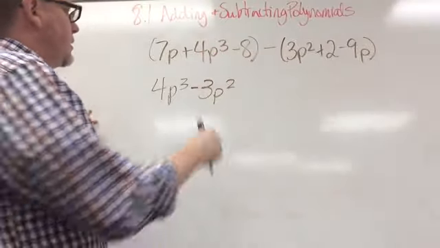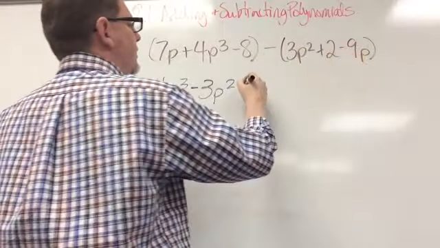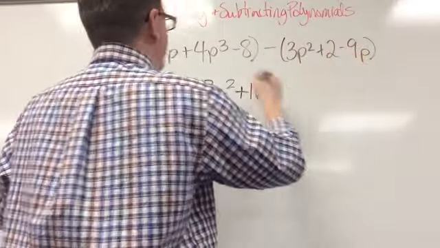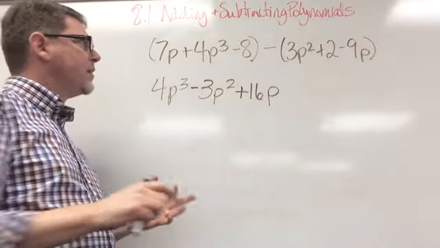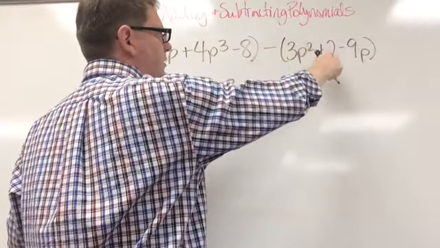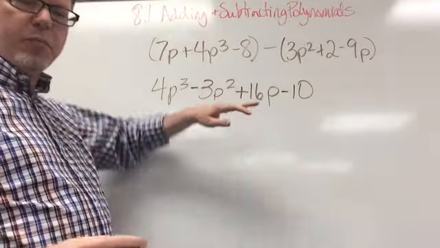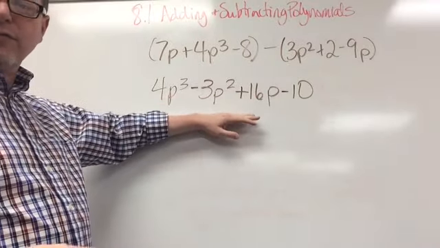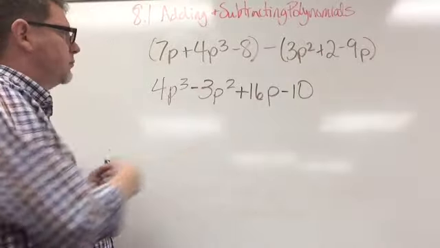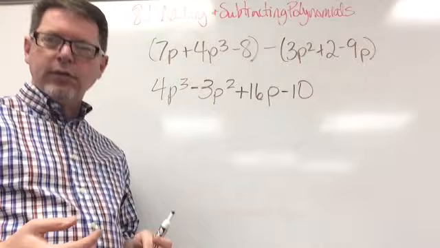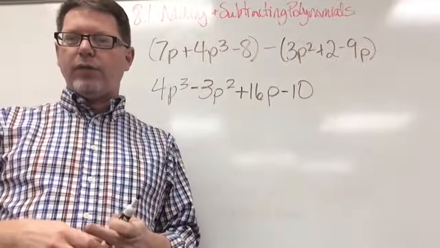Now we're just going to look at the p's. 7p minus negative 9p is plus 16p. Because 7 minus negative 9 is the same as 7 plus 9, which is 16. And then negative 8 minus 2 is negative 10. So now I have my polynomial in standard form, which is how my answers must be. Leading coefficient is 4. Degree is 3. It's not called a quadrinomial because we don't usually say those. It's just a polynomial with 4 terms.